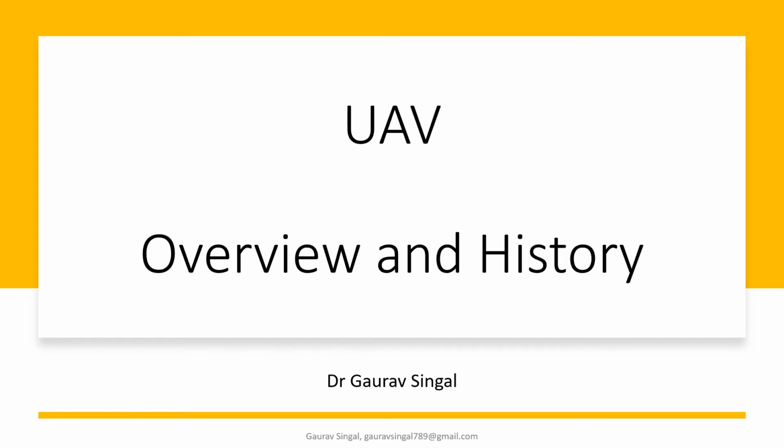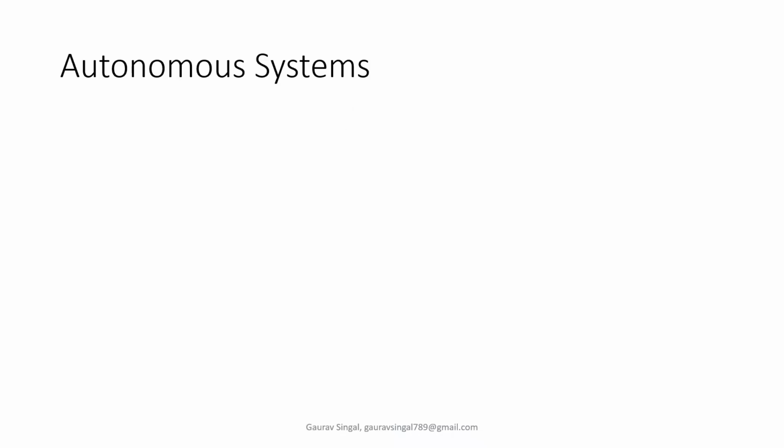So, with this, we are starting the course about UAV. It's unmanned aerial vehicle. So, today we are going to study the UAV's overview and history. Basically, we also call this technology an autonomous system. If you talk about any technology, technology is helping us to go for an autonomous system, to make it autonomous.